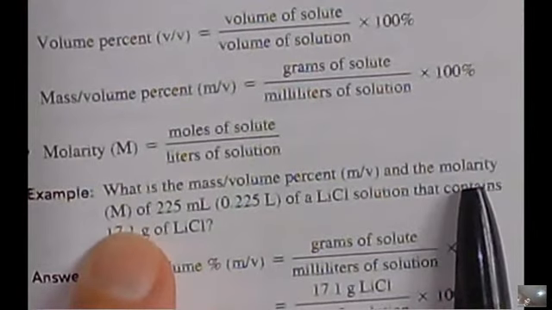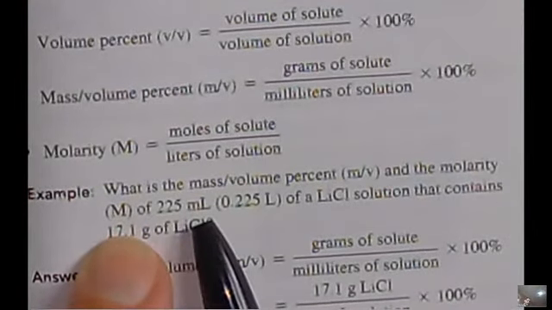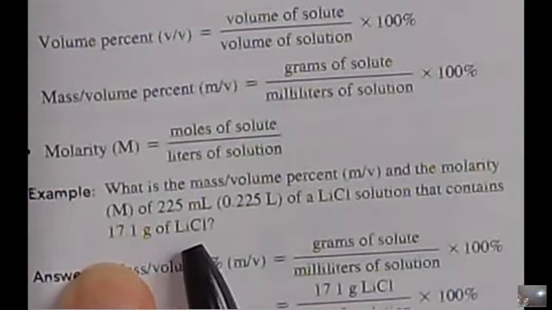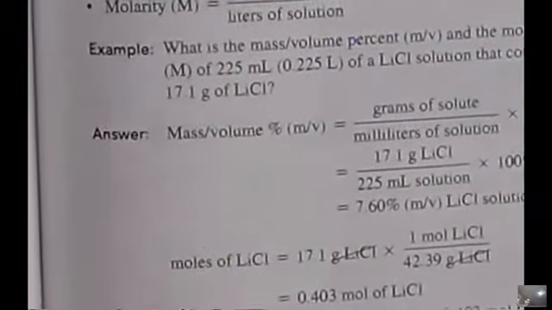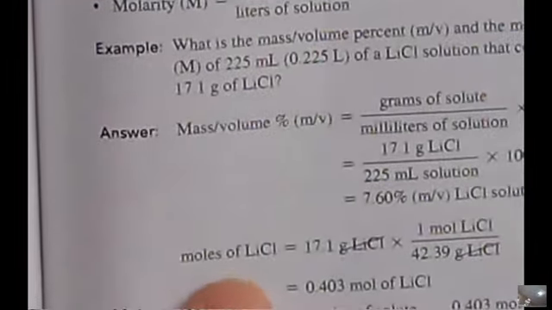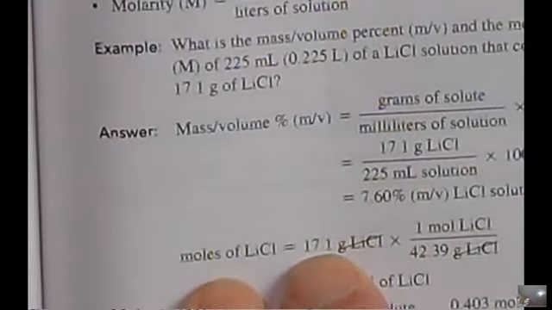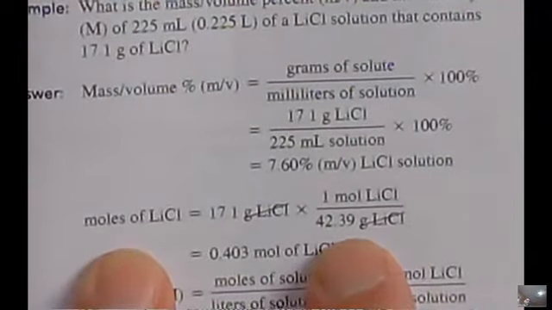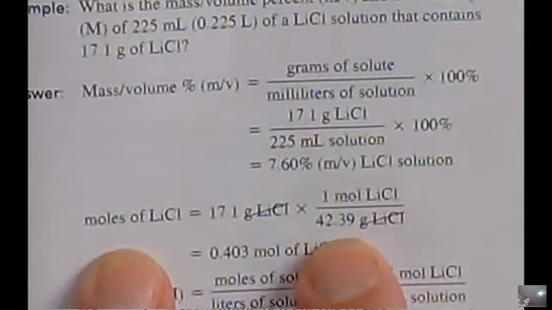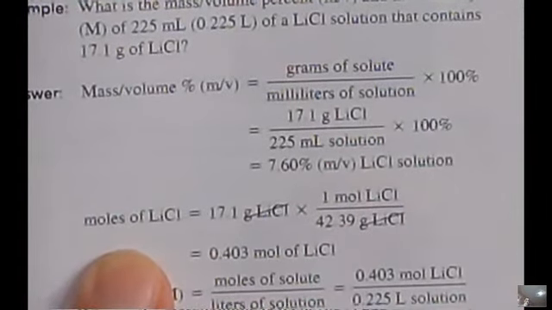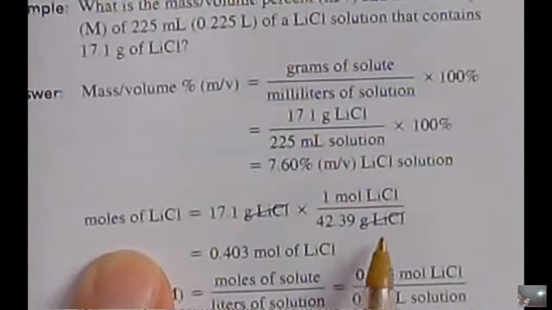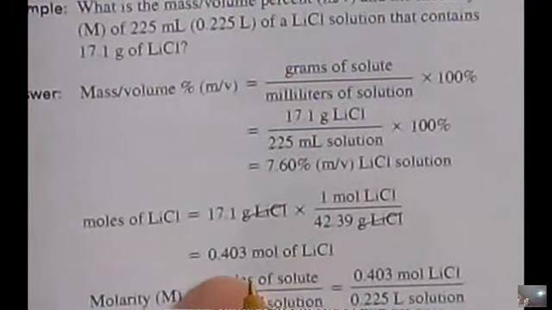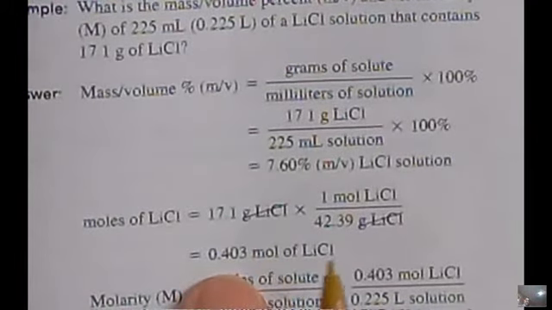Okay, go back to the beginning, the question. What is the molarity of a 225 milliliter solution that contains 17.1 grams of lithium chloride? So first thing, if I want molarity, I need moles per liter. So how do I get the moles? I take my 17.1 grams, divide by the molar mass of lithium chloride. Lithium chloride is 42.39 grams per mole. Okay, this comes right from looking up lithium and chloride on the periodic table. That's its molar mass. So if I do that math, I get 0.403 moles of lithium chloride.